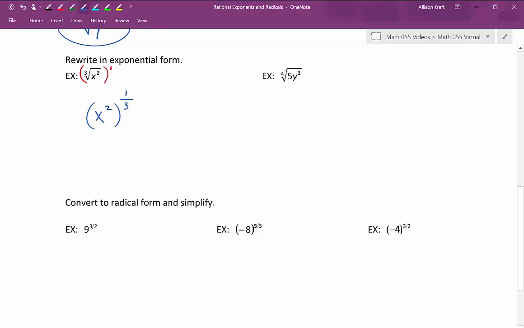Remember your exponent rules. When you have a power raised to another power, you want to multiply your exponents together. 2 times 1/3 is 2/3. We get a final answer of x to the 2/3 power.